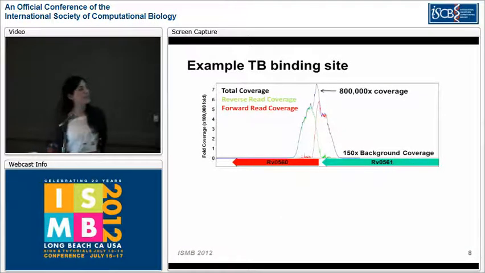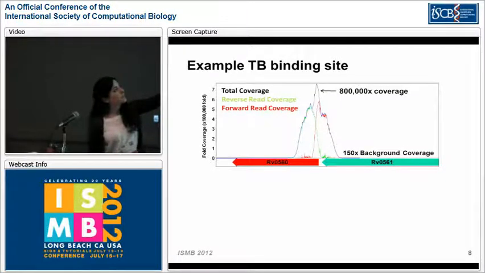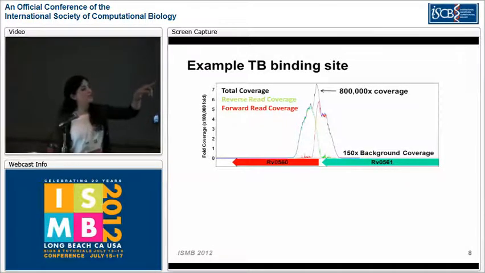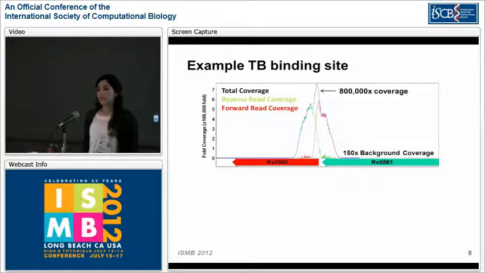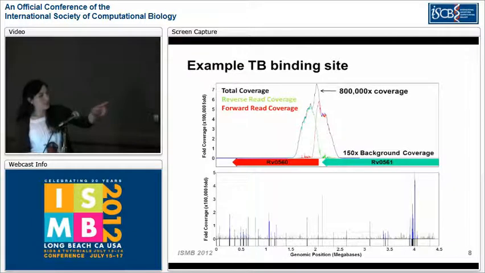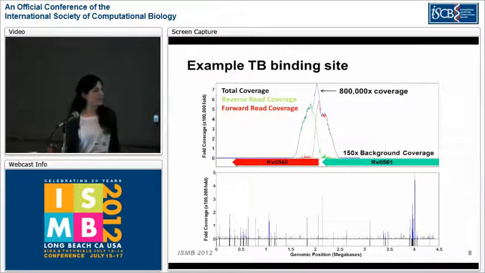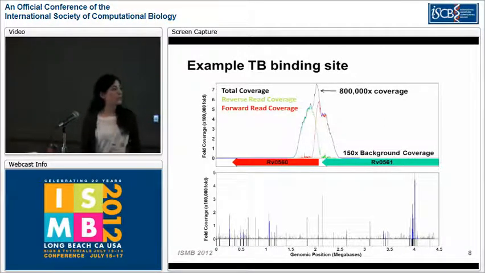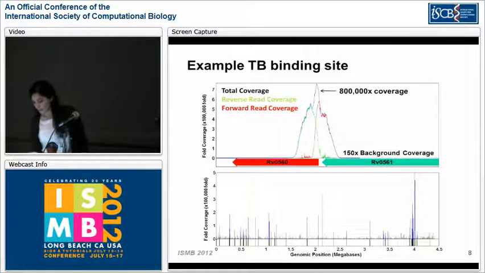giving a distribution or coverage in the regions where we have binding of the protein to the DNA. So this is a typical example of our TB ChIP binding event. It shows the forward in red, the reverse in green, and the total coverage in an intergenic region for the ChIP performed for the TF KstR. KstR is known to be important in TB lipid metabolism. And this figure below shows the genome-wide ChIP of the same transcription factor. We see a typical background coverage of around 150-fold, while we do see peaks as high as 1 million-fold coverage.